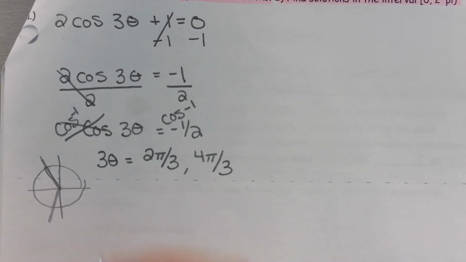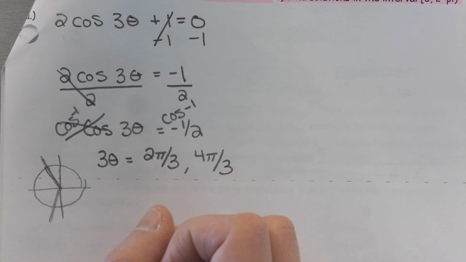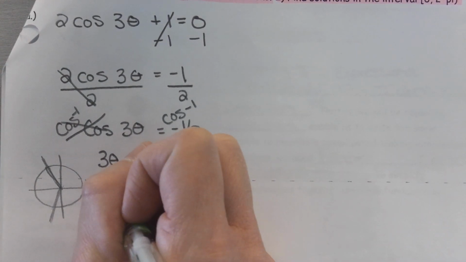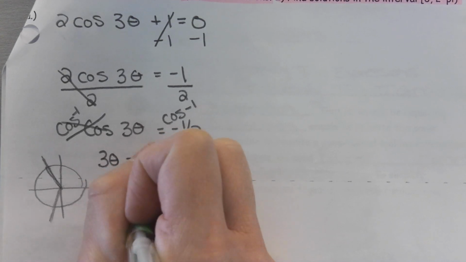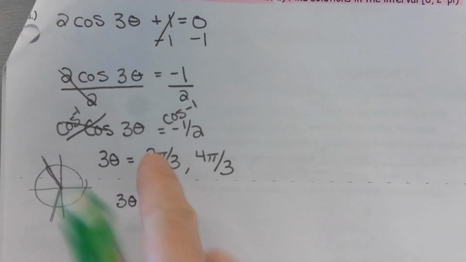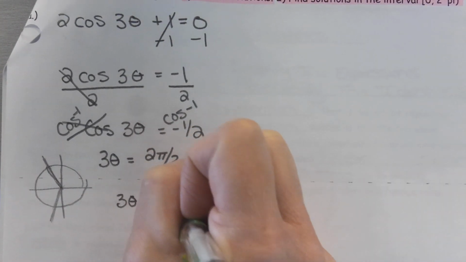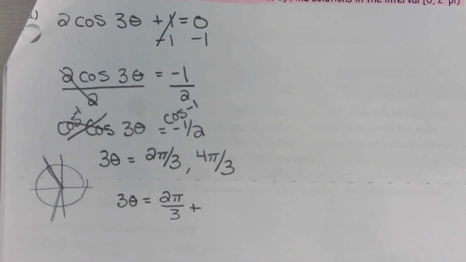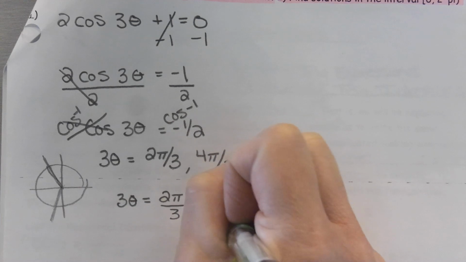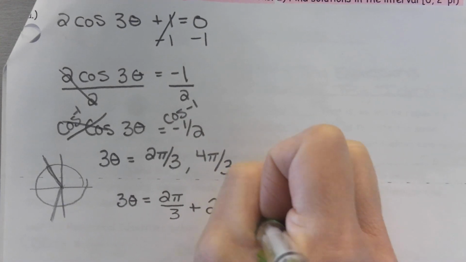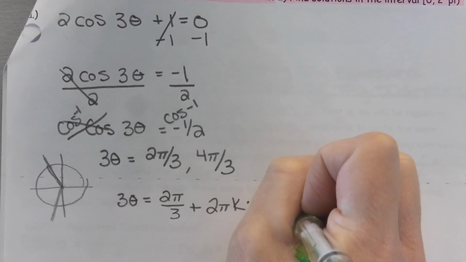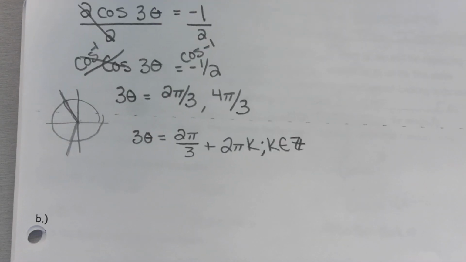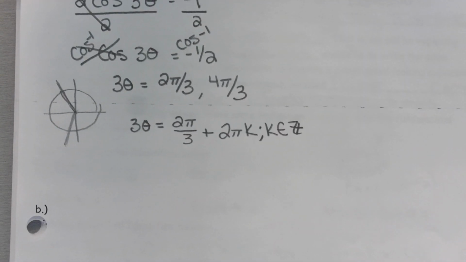Now, let's pretend we have the whole thing written out for just a second. So let's say we have 3 theta equals 2 pi over 3. What would I write with it? Plus what? 2 pi k, where k exists in the set of integers. Okay. Have I truly solved it for theta, though? No.